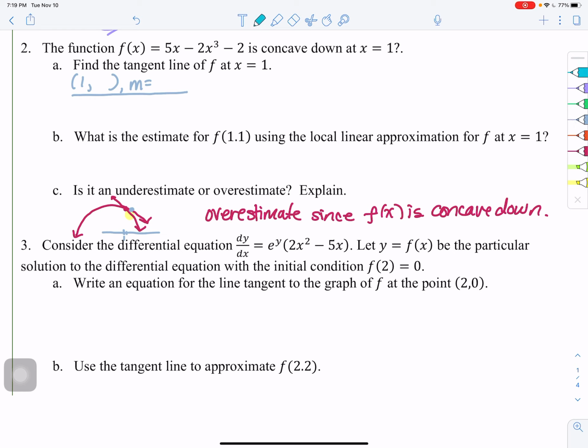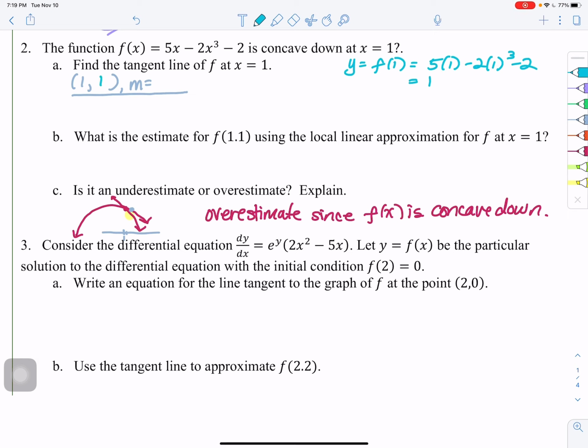So how do I find that y value? Y is going to be f of 1, and that's going to be 5 minus 2 minus 2. And so I got a y value, looks like 1. 5 minus 4 is 1. So now I can put that 1 there.